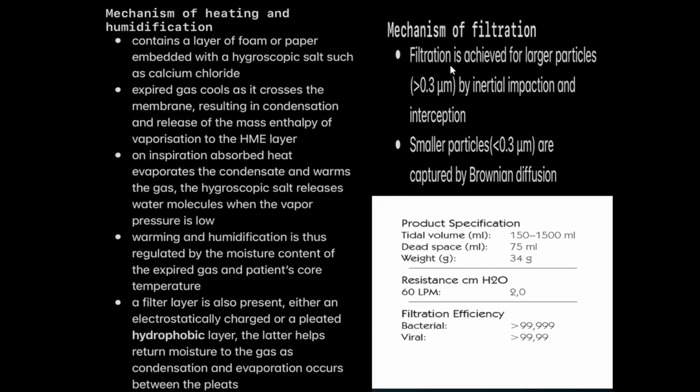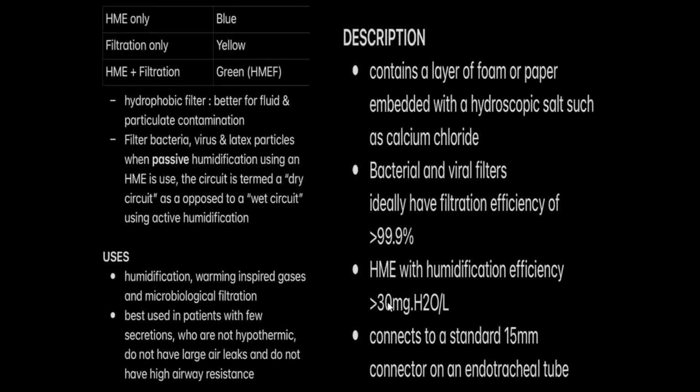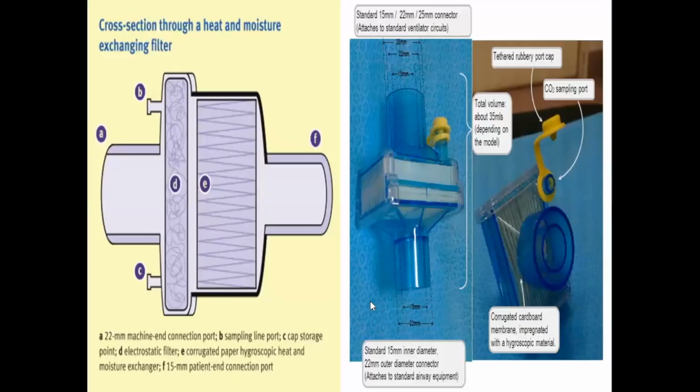Again, mechanism of filtration. Filtration is achieved for larger particles, 0.3 micrometer, by inertial impaction and interception. Impaction and interception for larger particles. Small particles less than 0.3 are filtered by Brownian diffusion. All this extra information is given for finals, not for your level. You have to know the efficiency is 99.99%. Resistance can be up to, this is not important. The humidification efficiency part is important.